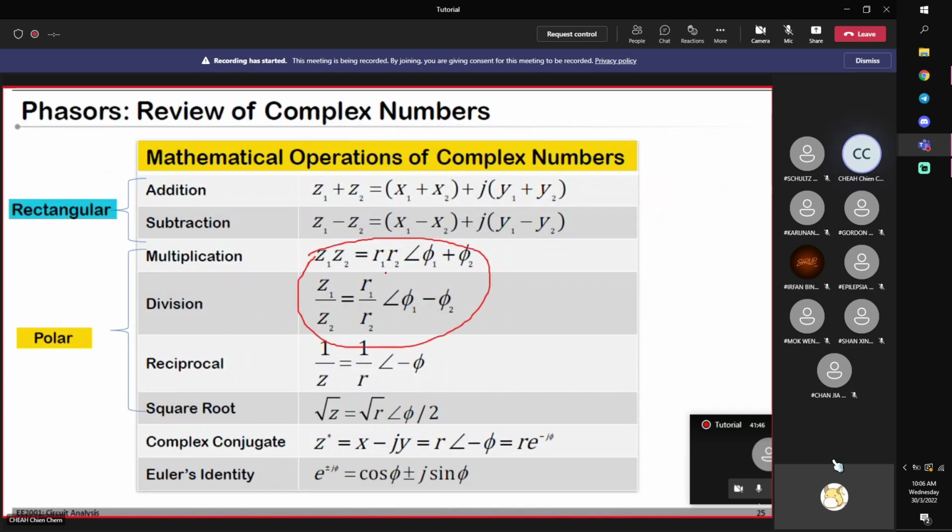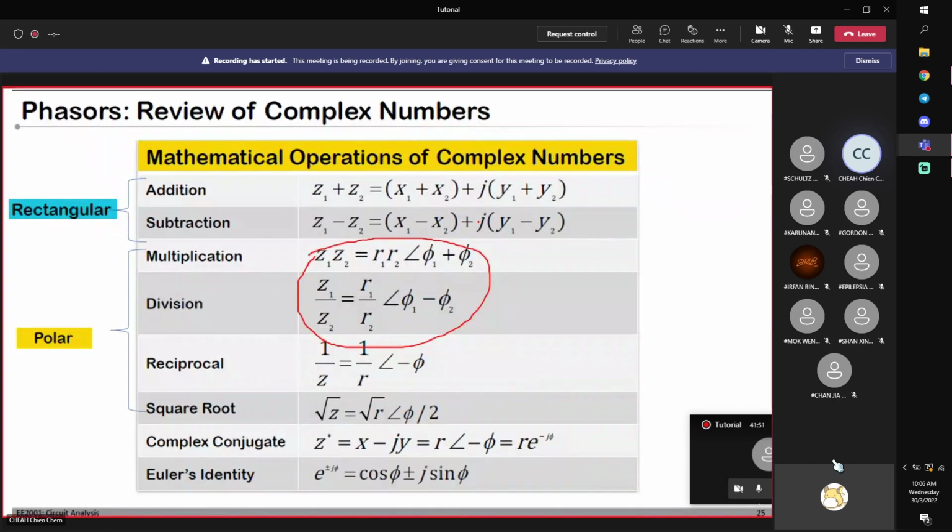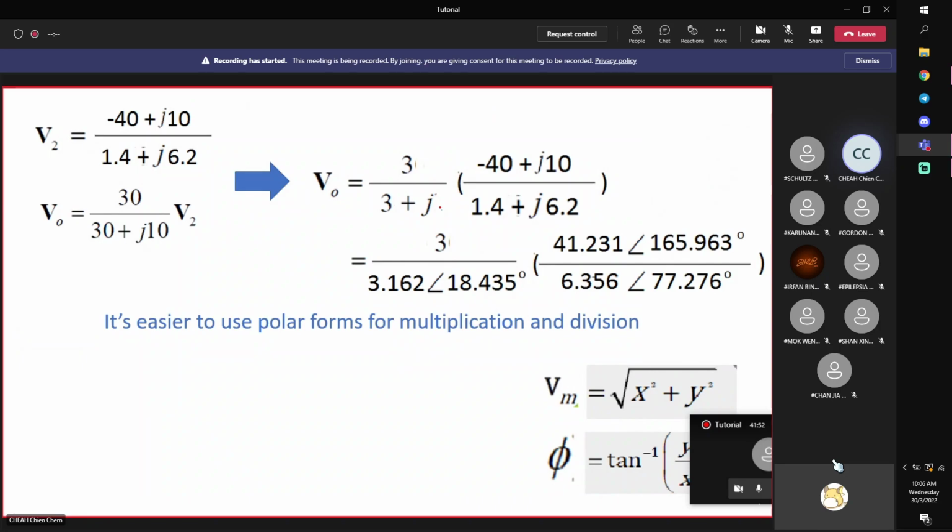Here we have multiplications and divisions over here, right? So I will convert all the complex numbers into polar form. For example, this one, negative 40 plus j10, is to be converted. Over here, this one is already in polar form. This one is also in polar form.